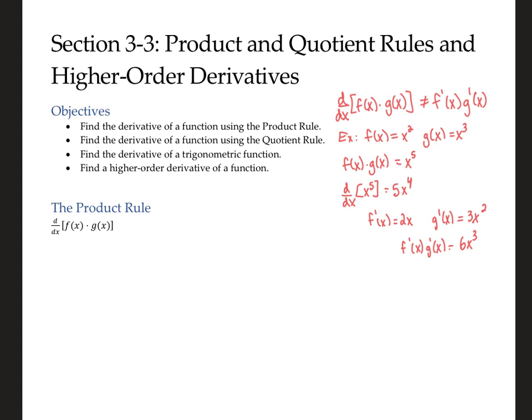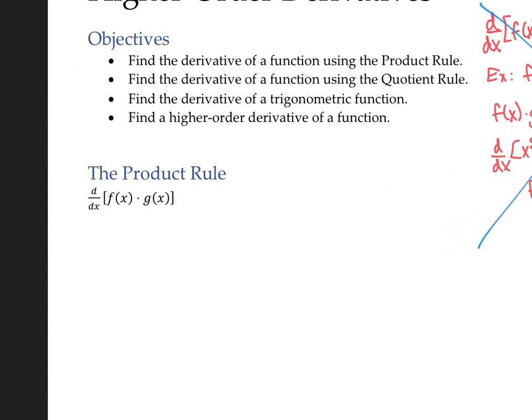And we can pretty clearly see that 5x to the fourth, which is the answer when I multiplied first and then took the derivative, is not the same as 6x cubed, which is when I took the derivative first and then multiplied the answers. So unfortunately, the product rule is not as easy as, say, the sum rule or some of our other rules. And we're going to come up with the formula for the product rule the same way that we have done all of our others, by doing the limit definition of the derivative.